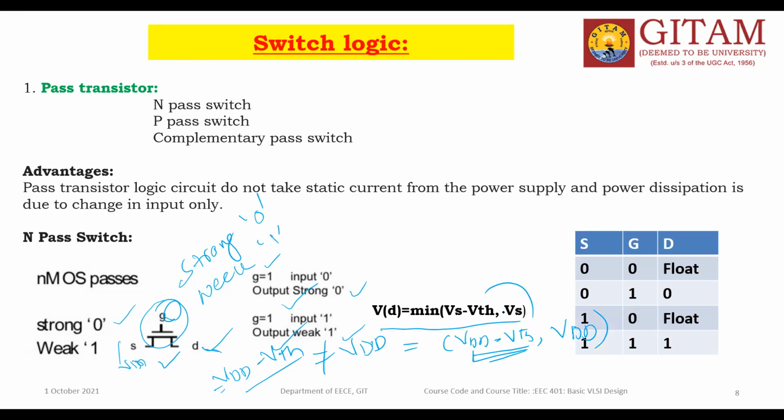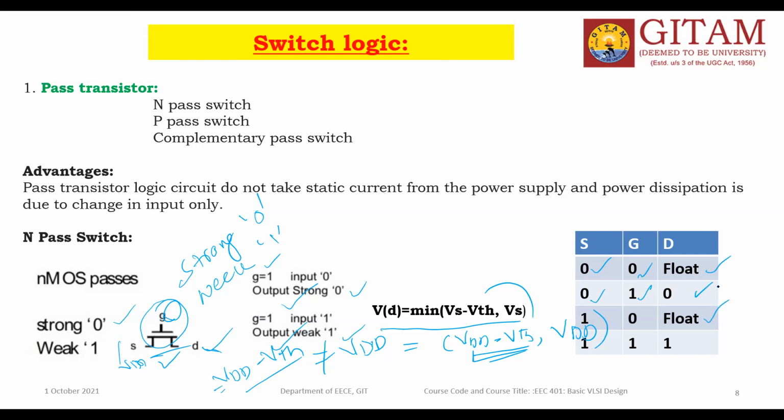See, here whenever the source is 0 and gate is 0, the gate being 0 means it acts as an open switch, so that the D terminal is in the floating mode. Whenever source is 0 but gate is 1, the switch is closed, so that D is equal to 0. Whenever the source is 1 and gate is 0, your transistor is still open. So it is an open switch, so that the output is at the floating mode.